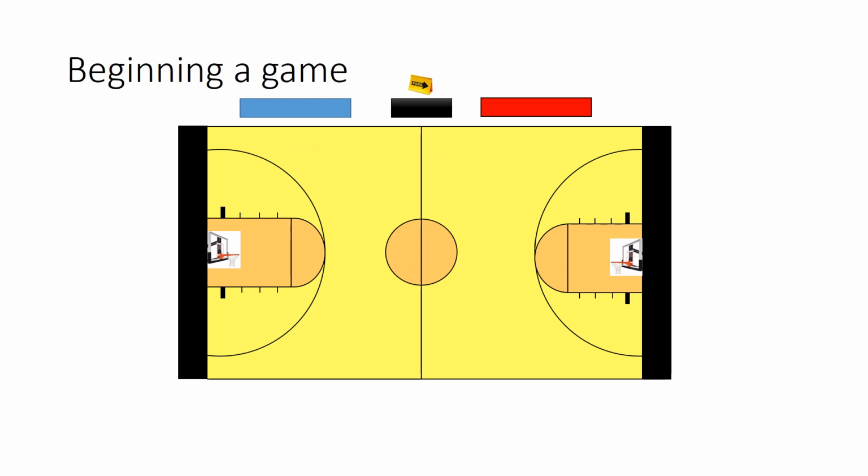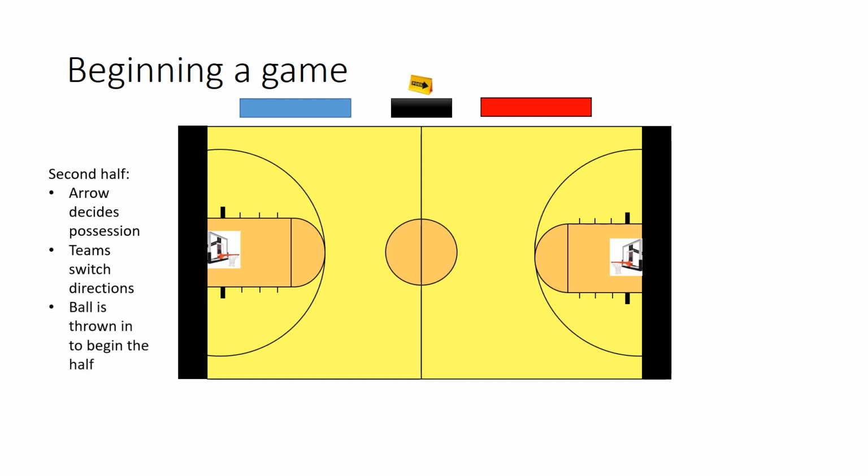In the second half, the alternating possession arrow decides who gets possession. We'll talk about the arrow in a future video. The teams switch directions and try to score on the opposite basket than they did the first half. The ball is thrown in to begin the second half, rather than a jump ball like the first half. The ball will be thrown in at the division line opposite the table.